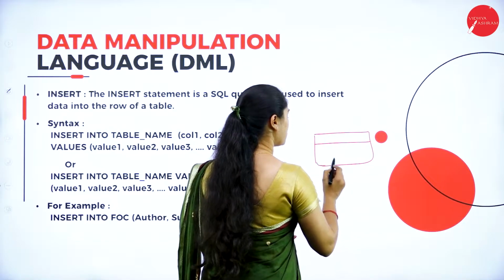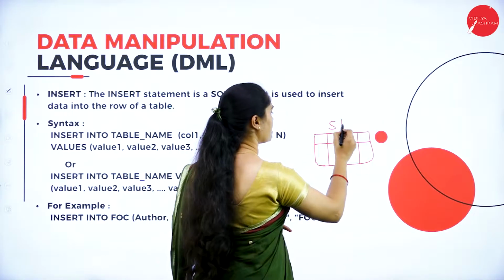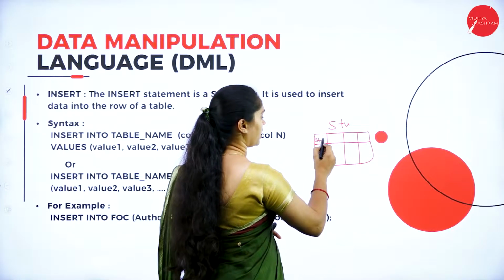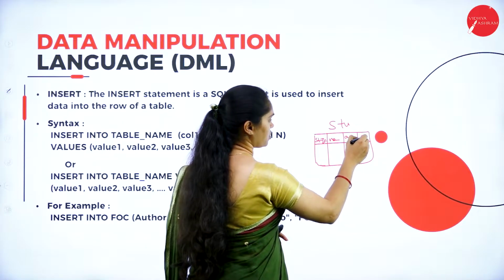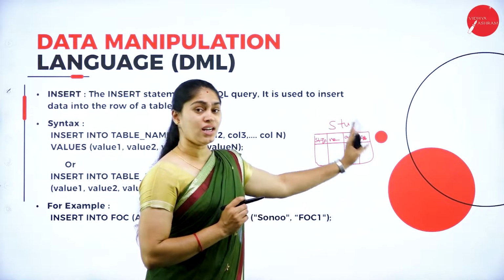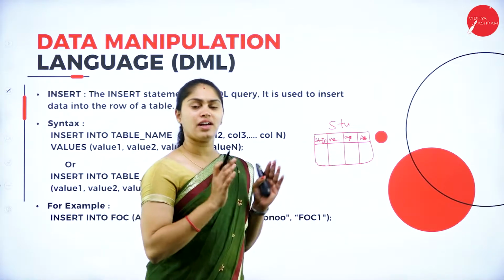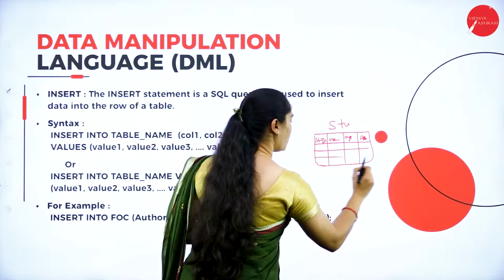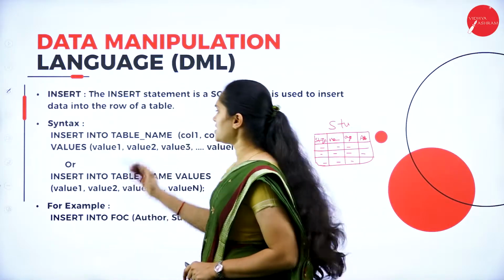Just imagine this is a table and it consists of certain columns. For example, if I consider this as a student table, then it is going to have a student ID and also a name, age and address. So these are the columns. Once we define a table, this is how it looks. We know what columns we have and what data types we have. Then how are we going to fill the data into all these rows? That can be done with the help of the insert command.